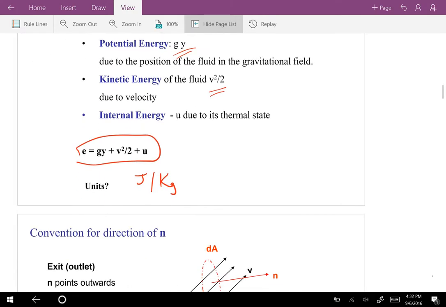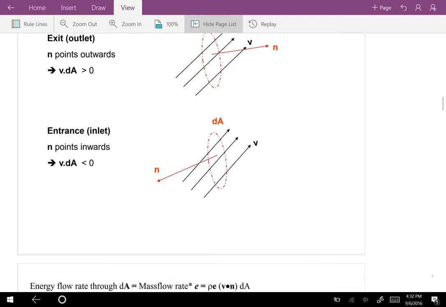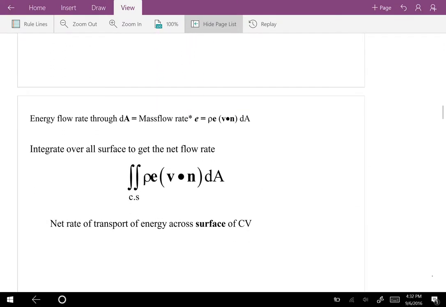Okay, so again, I'm not going to talk about this again. So rho times V dot n dA gives you the mass flow rate through an area dA. Mass flow rate times energy per unit mass gives you the rate at which energy leaves, flows across the surface. You evaluate this integral over the full control surface. You're going to get the net rate of transport of energy across the surface of the control volume, right? So very simple, nothing complicated here.